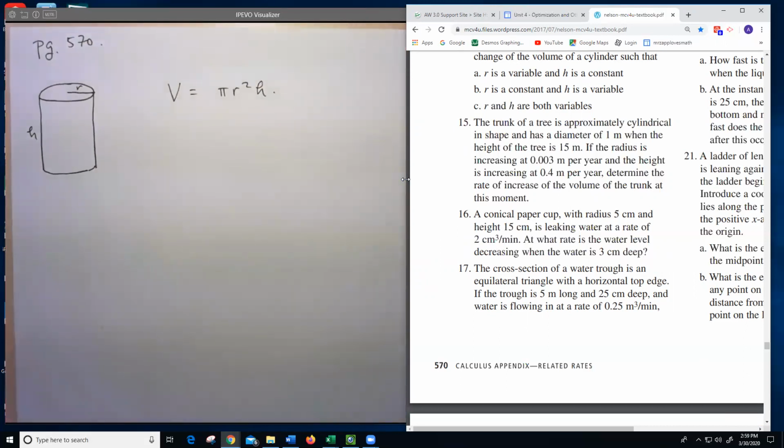What do they not give me though? Can you see something that they do not give me? Something that I'm not able to do in this question that I've been able to do in a lot of the other questions when I have two variables.